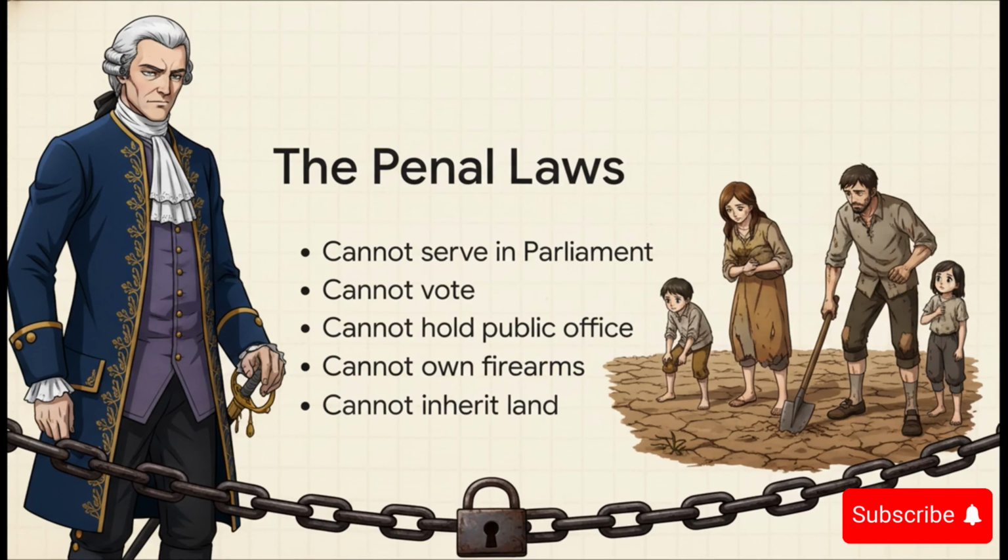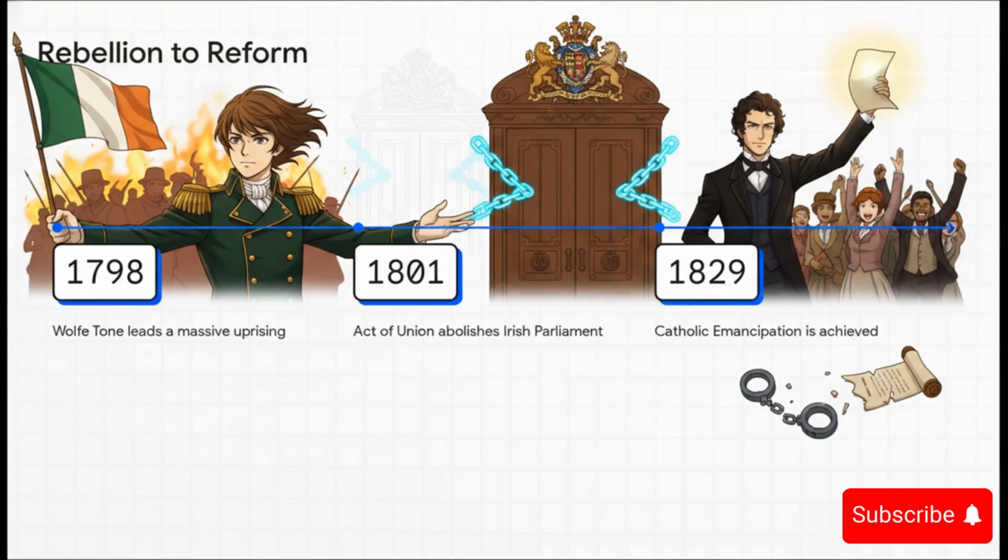After a brief Catholic uprising in the late 1600s was defeated, the new Protestant ascendancy really locked in their power. They rolled out a harsh regime called the penal laws. The Catholic majority was stripped of their most basic rights. We're talking no serving in parliament, no voting, no holding public office, no owning firearms, and no inheriting land. The dispossessed Irish Catholics, who made up over 3/4 of the population, were relegated to impoverished tenant farming. As you can imagine, the systemic disenfranchisement completely seeded the roots of republicanism.